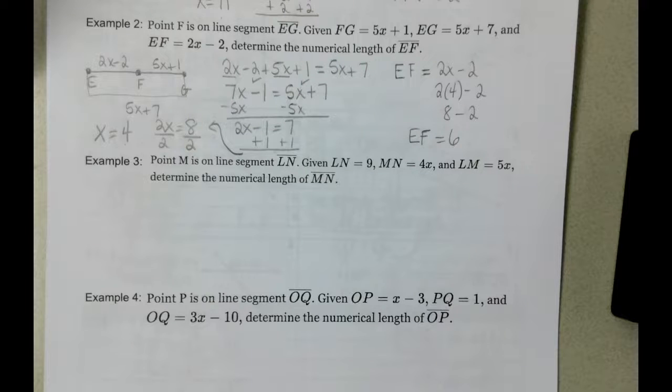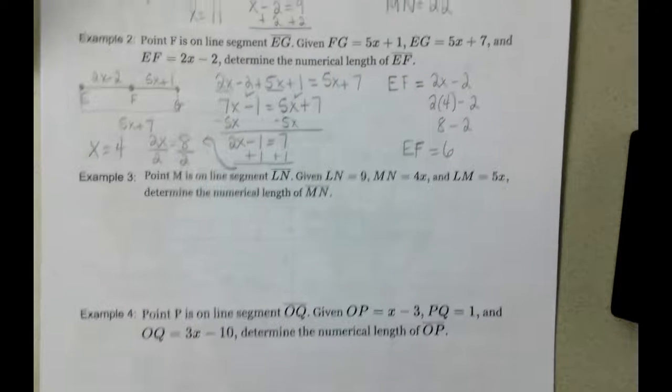We are still working on page 24, example number 3. Point M is on line segment LN. Given LN equals 9, MN equals 4x, and LM equals 5x, determine the numerical length of MN. Hint, draw a picture first.